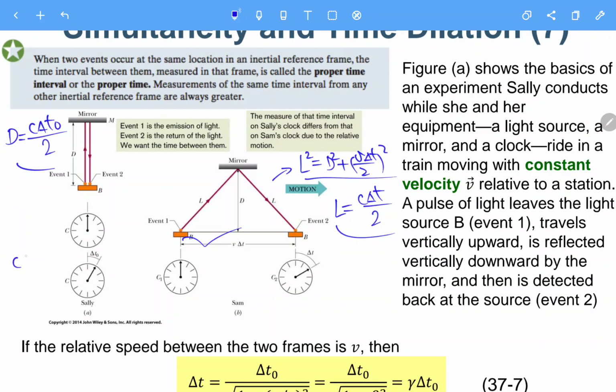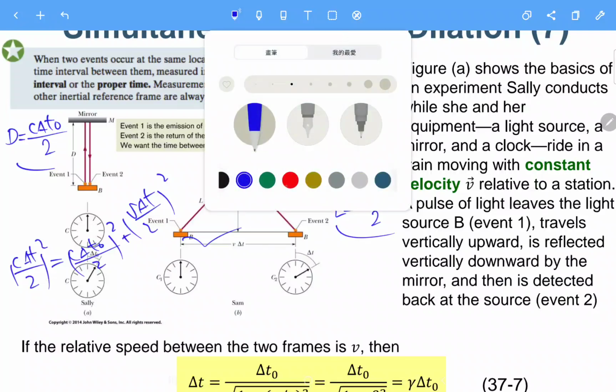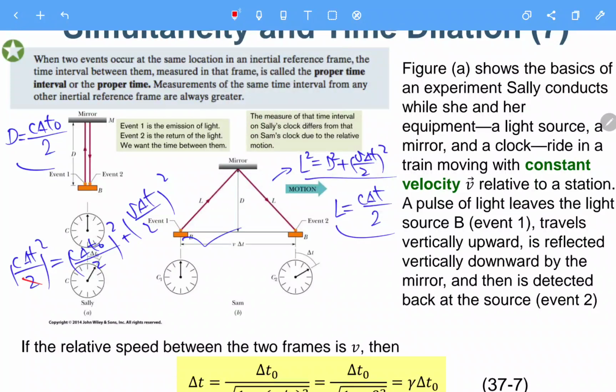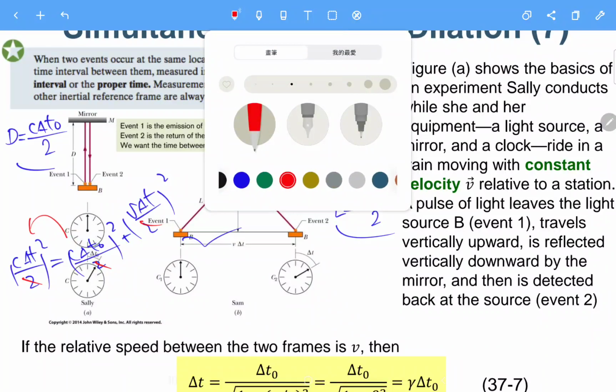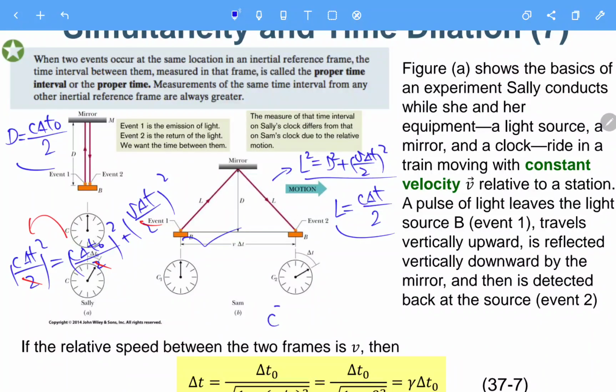So we have c delta t all over 2 squared equals d squared, which is c delta t0 over 2 quantity squared, plus v delta t over 2 quantity squared. So all the 2 will be cancelled, all the 2 squared will be cancelled. And then you can move this term to the left side. So we have a c squared and then delta t squared minus delta.